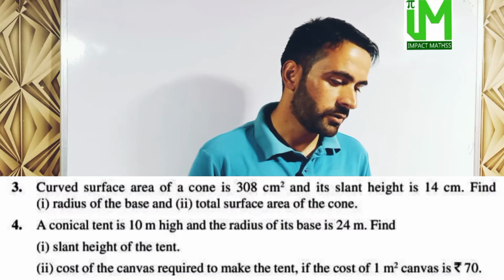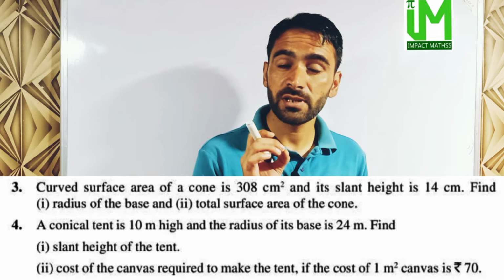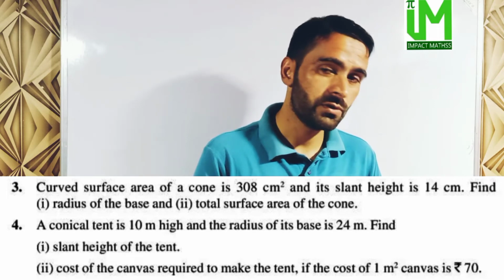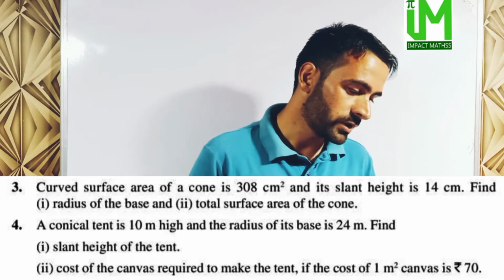Question number 3: curved surface area of a cone is 308 centimeters square. Curved surface area, that means the curved surface area is given to be 308 centimeters square, and its slant height is 14 centimeters.